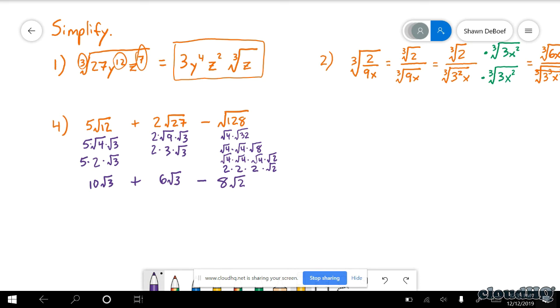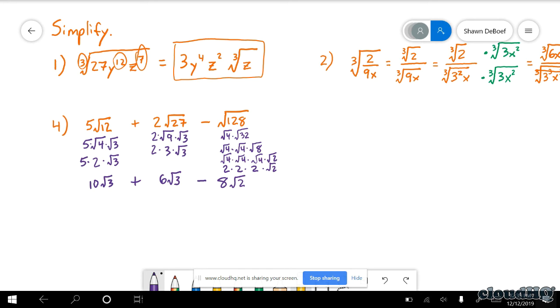So I get 8 square roots of 2. That's kind of the slower way to do that one. If you had realized right away it was square root of 64 times square root of 2, then you could have got 8 square root of 2 right away. Same answer. It just depends, I guess, on how you break it down.